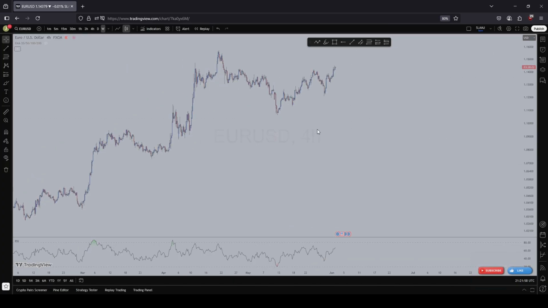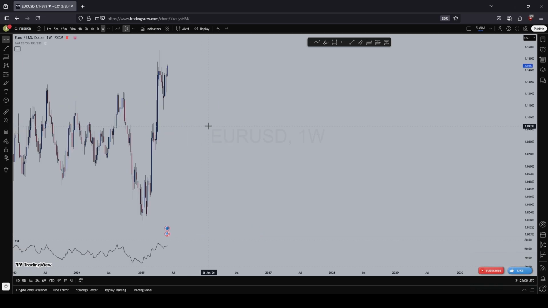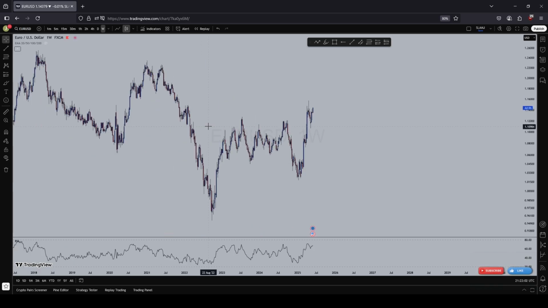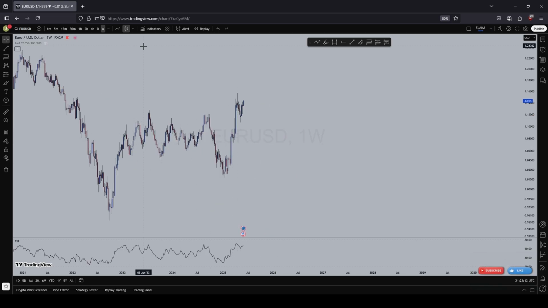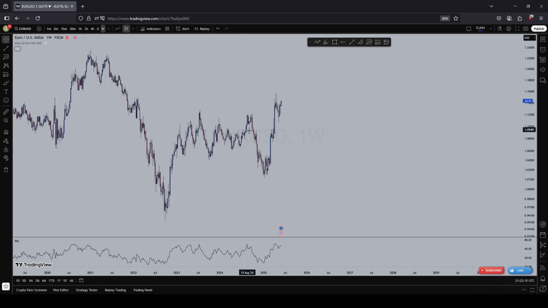So let's go on the weekly time frame. So what do we have? This strategy is basically break and retest, but with confluence point at a key level with a touch of a trend line. I would explain as we go further. So this is the weekly time frame. What do we see on the weekly?